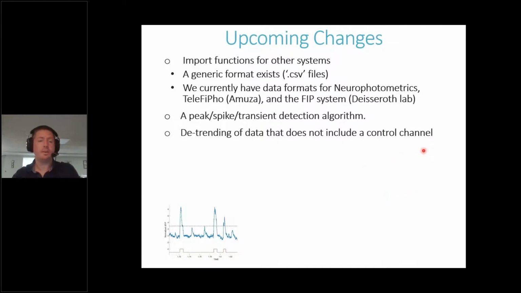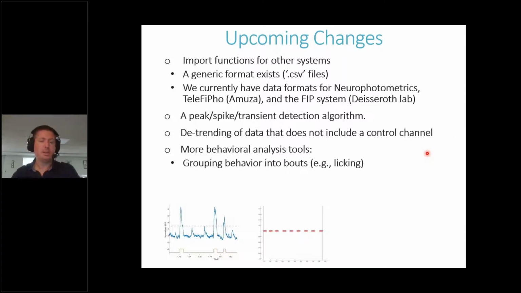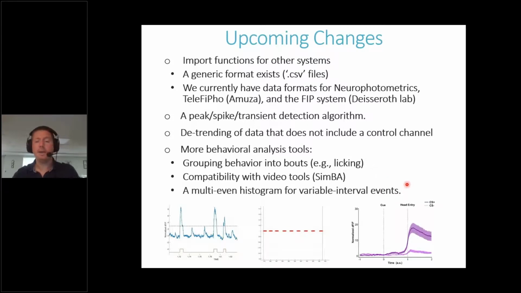We're also working on including detrending of the data that doesn't use a control channel, because some systems don't have that. For example, this wireless system from Amusa doesn't use it. And we're trying to integrate with other behavioral analysis tools. You might have more complicated behaviors like licking, so we're working on a bout analysis for behaviors that need to be grouped together, and a way to do that within the system. Compatibility with a lot of the tools other people are using, like Simba, which starts with DeepLabCut for defining behaviors based on video tracking. And then we also know that many people have variable interval events.